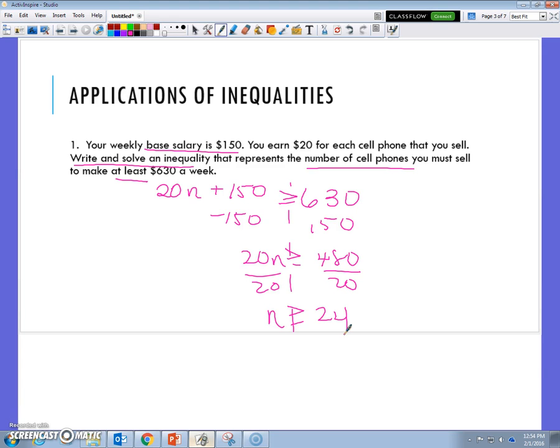That represents the number of cell phones we have to sell. We have to sell at least 24 cell phones, or we could sell more than that, and those would all be bigger than 630. Notice how my inequality sign stayed the same because when I divided, I only divided by a regular number, not by a negative number.